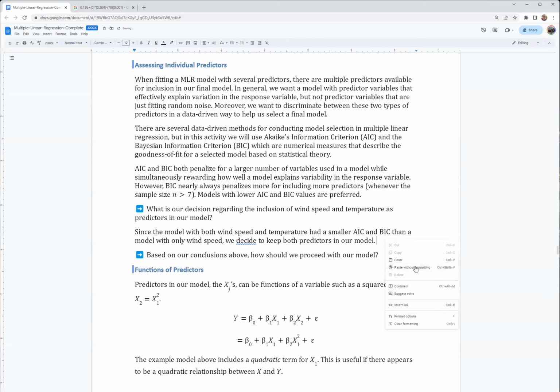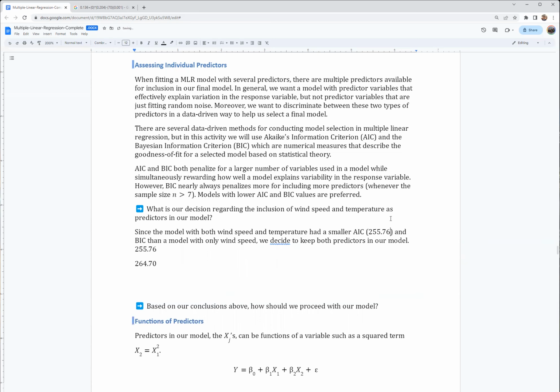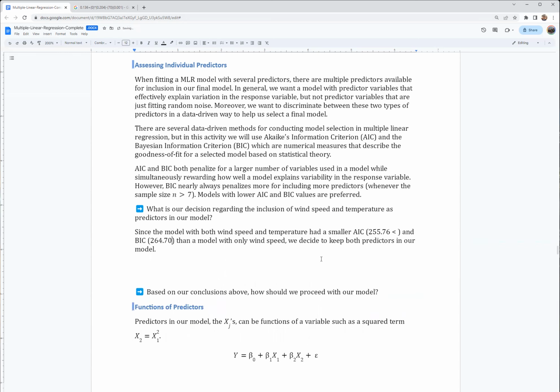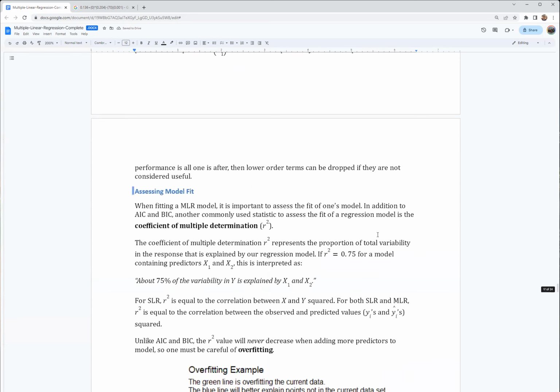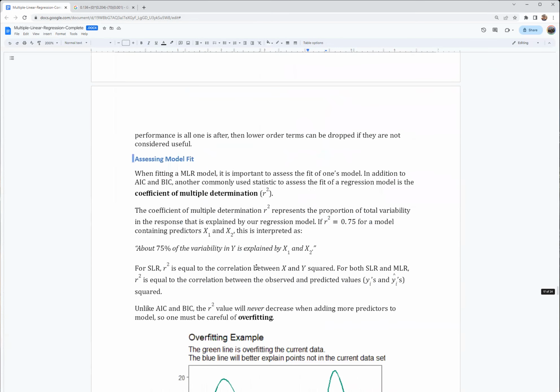Okay, and then the values, smaller AIC because it was like this, which was less than, and let's go grab what the two values were. So the AIC for the two predictor model was that, the BIC was this, which were both less than the corresponding AIC and BIC for the single predictor model.